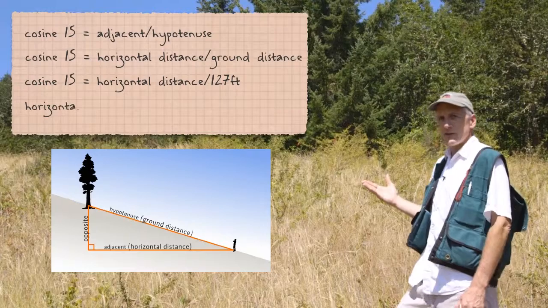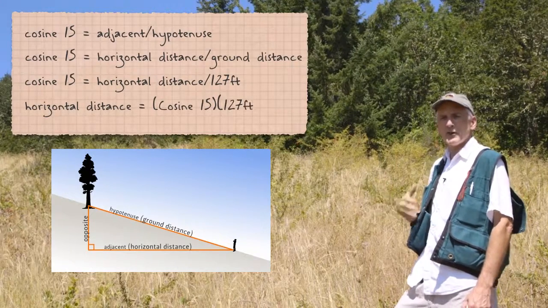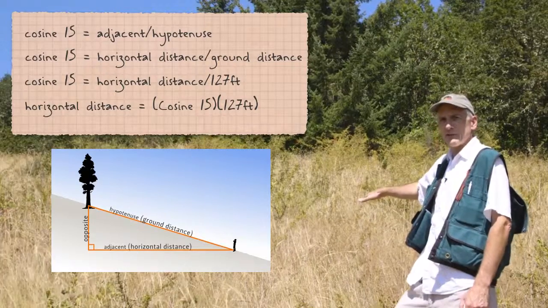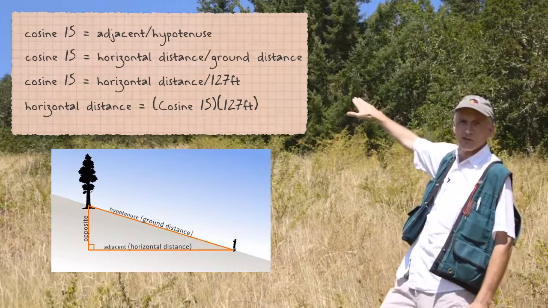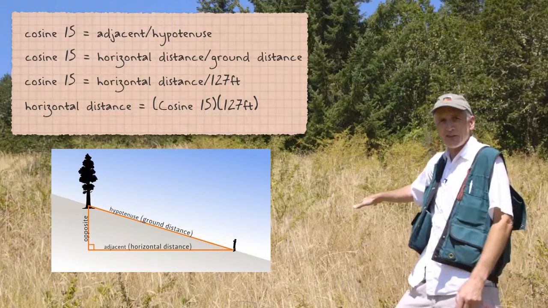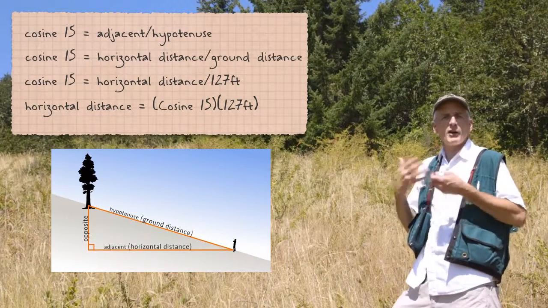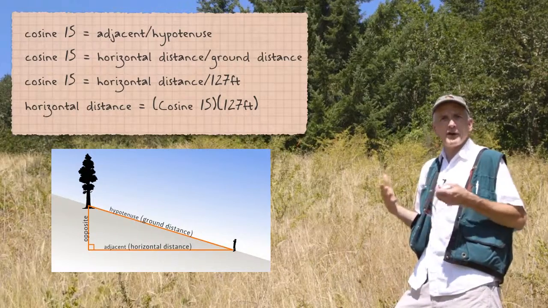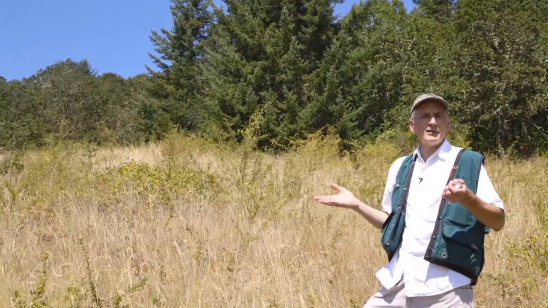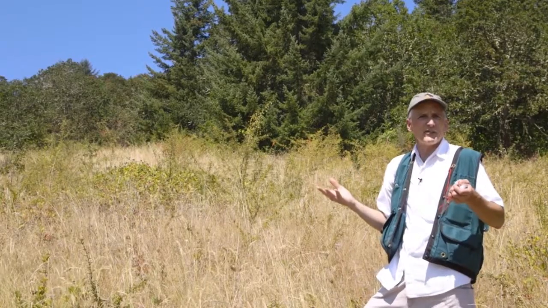Our angle of elevation is 15 degrees. So cosine of 15 degrees is equal to horizontal distance over ground distance. So in order to determine what our horizontal distance is, we'll be multiplying cosine of 15 by 127 feet. So cosine of 15 degrees, how do we figure out what that is?